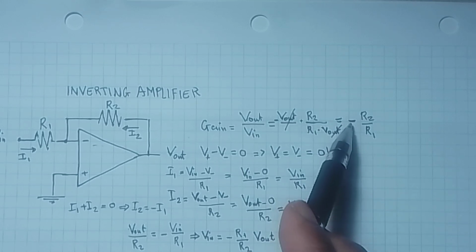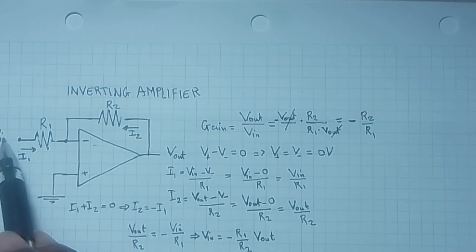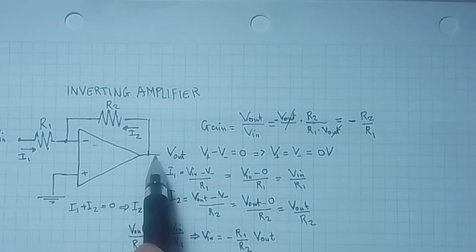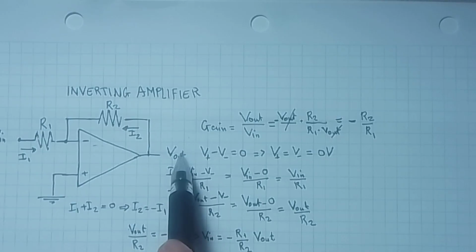The negative sign tells us that the signal that enters the input will be inverted, that is shifted 180 degrees at the output.